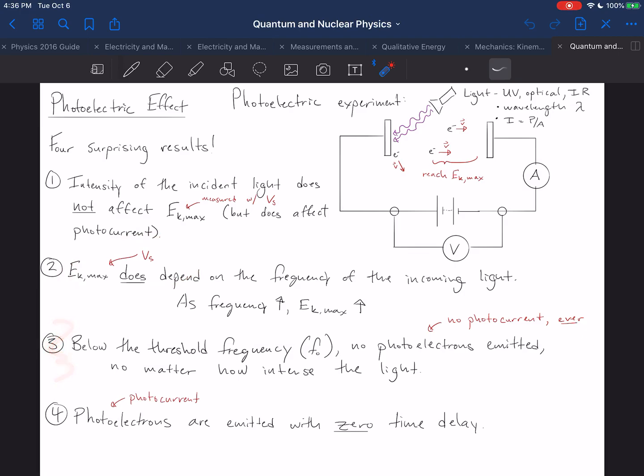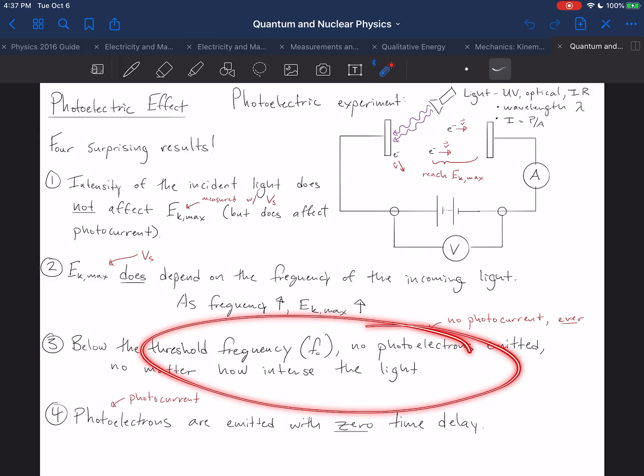Third, below a frequency known as the threshold frequency, there are no photoelectrons emitted at all, ever, no matter how intense the light. So if, for example, below the threshold frequency, which maybe is in the optical, I shine infrared light at a particular metal and I'm getting no electrons, then I can crank the intensity up all I want, and no more electrons are ever going to be emitted. And that's a very strange result. I'm making this light brighter and brighter and brighter. The intensity is going up and up and up, and no electrons are emitted.